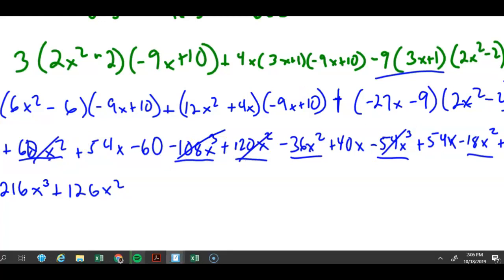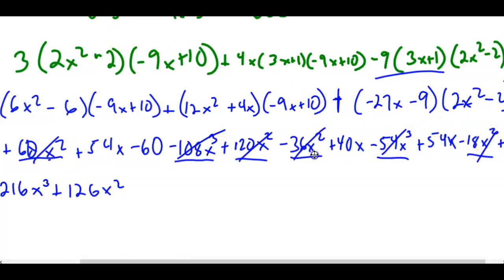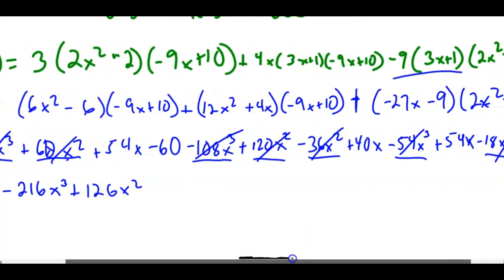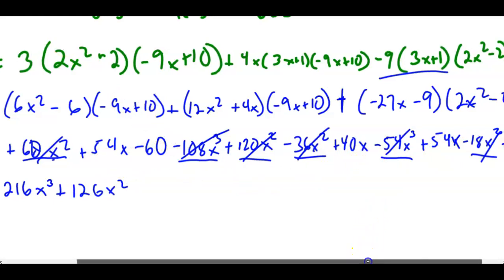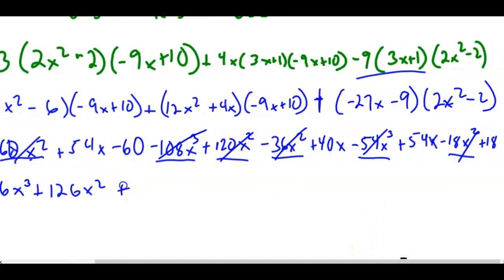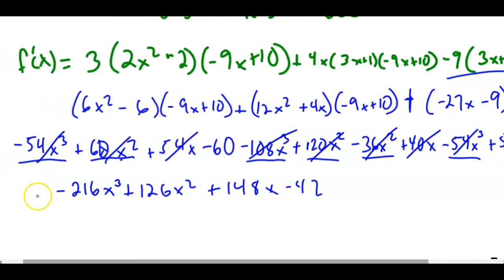One more. There we go. Now I have 54x plus 40x. Is there another single x term? No. So 54x plus 40x is 94x, plus 54x is going to be 148x. And then I have negative 60 plus 18, and that's a negative 42. So there is our derivative right there of f of x.